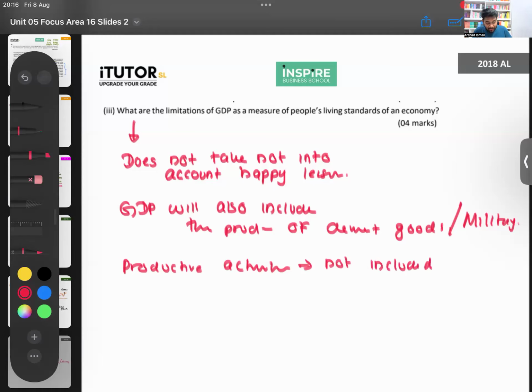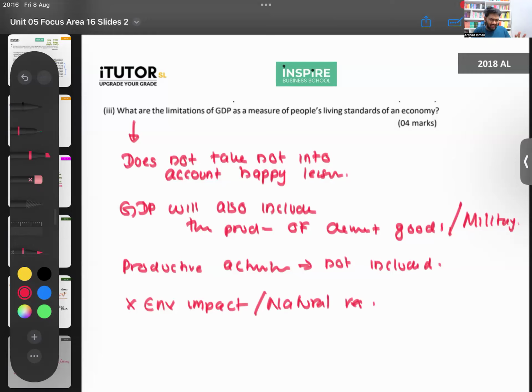Then you can talk about my GDP not considering the environmental impact. It doesn't take into consideration the environmental impact. You can talk about that. Right? Environmental impact, the destruction of your natural resources, none of that is counted. So different things you can talk about.